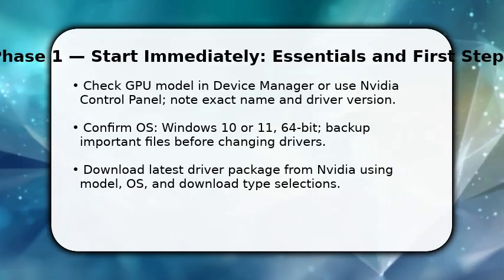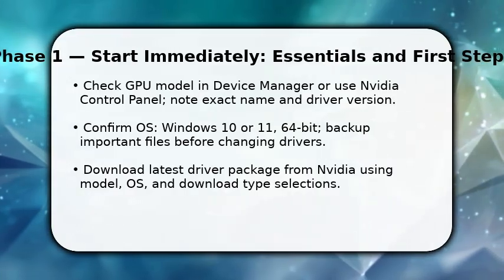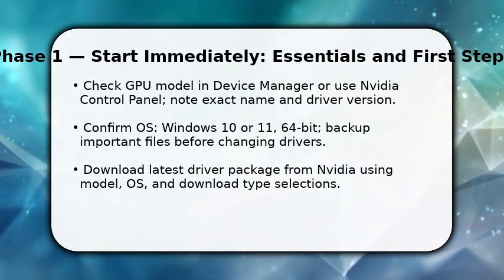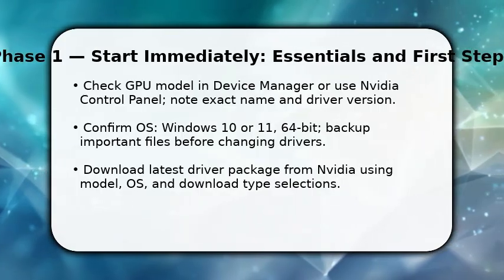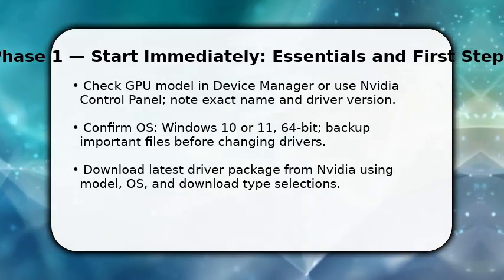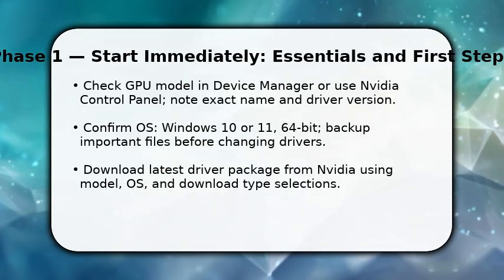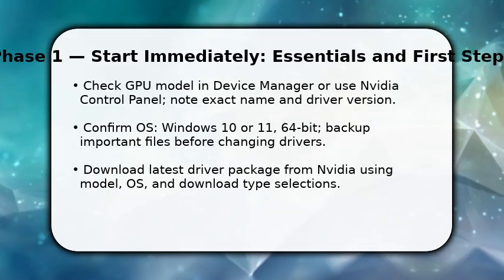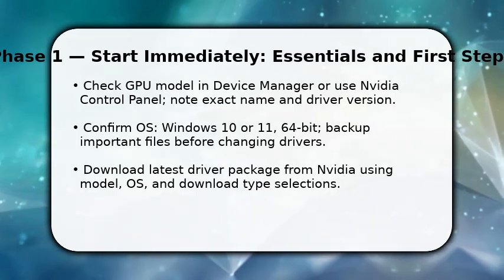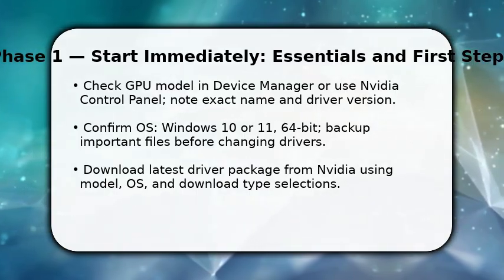You start by identifying exactly what you have, because precision avoids mismatches. Open Device Manager or Nvidia Control Panel and read the model name and current driver version. Once done, verify your Windows edition and bitness, Windows 10 or 11, 64-bit, so you pick the right file.